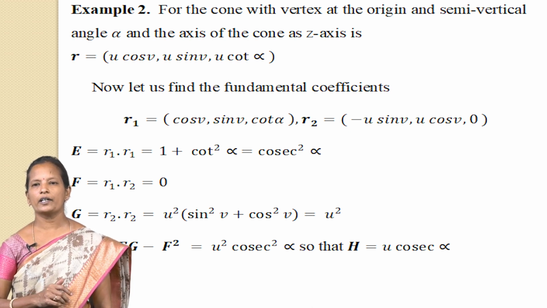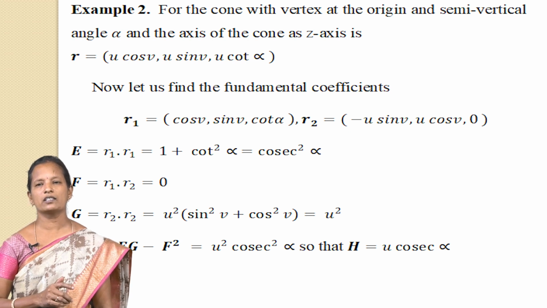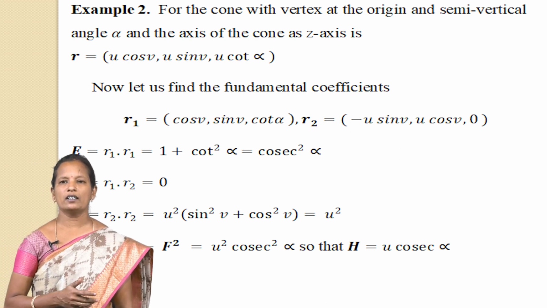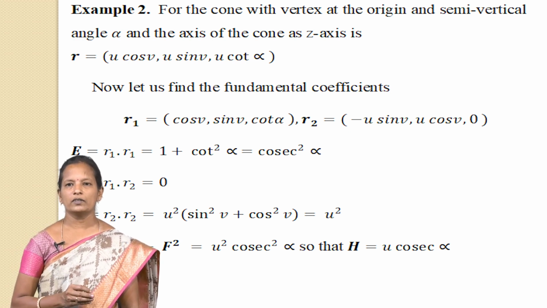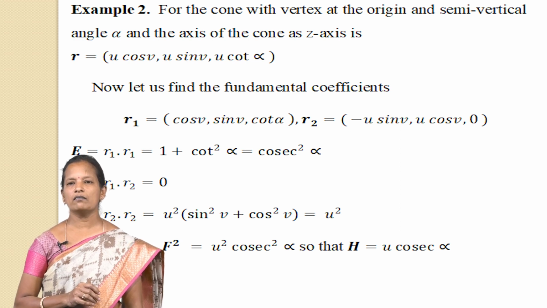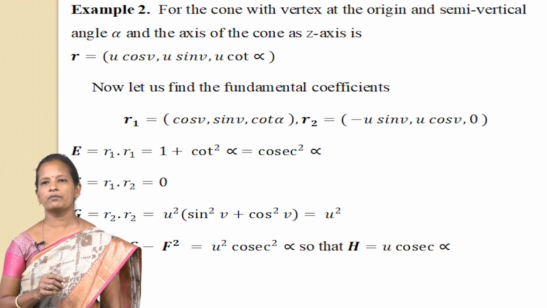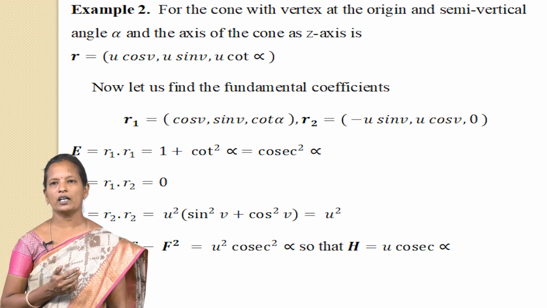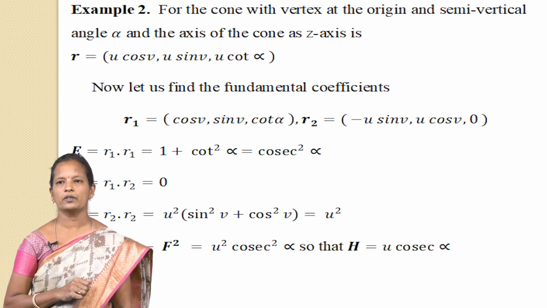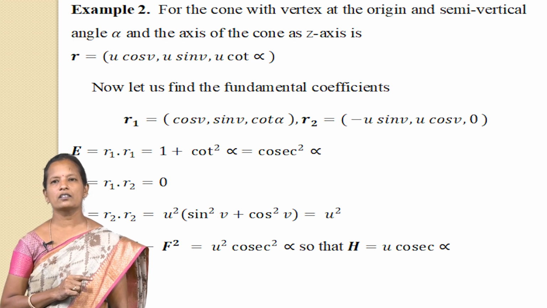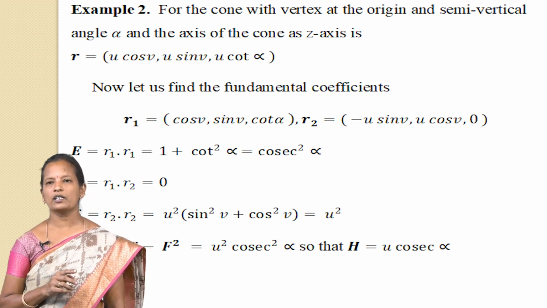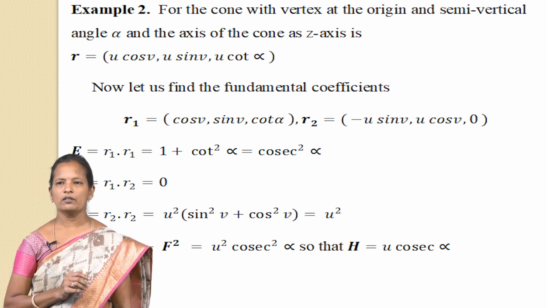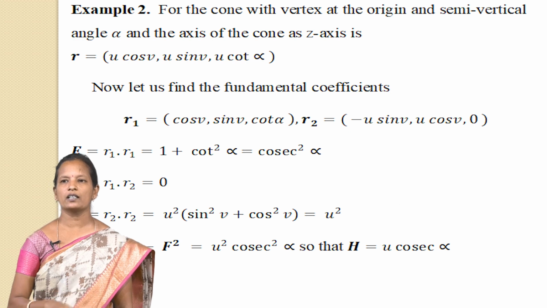Next, H squared. H, you know well, means the square root of EG minus F squared. Directly we take H squared, without the square root. So H squared is equal to EG minus F squared. Already we found the E value, G value and F value. Directly substitute these values: E value is cosecant squared alpha, G value is U squared, so E into G is U squared cosecant squared alpha. F value is 0, so minus 0, so we get H is equal to U cosecant alpha.